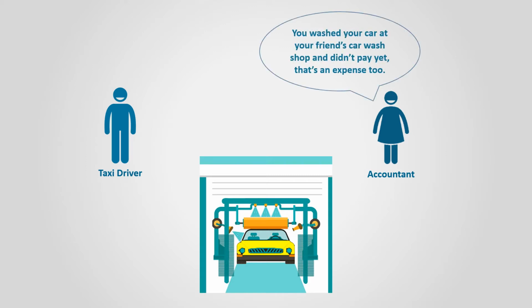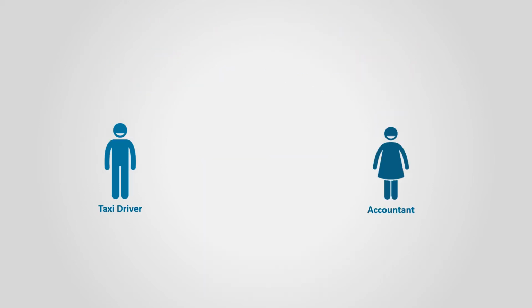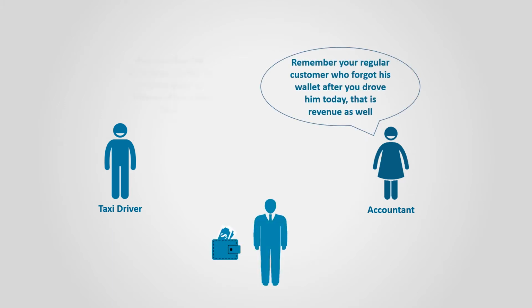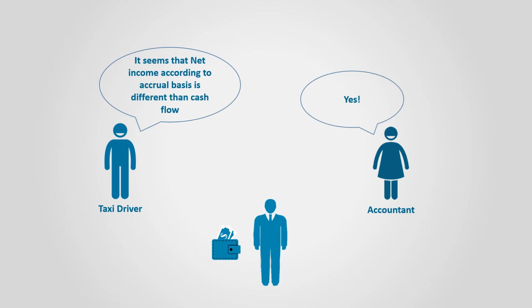For example, the taxi driver might have washed the car at the end of the day at a friend's shop and promised to pay her later. Another example is that a regular customer forgot his wallet and the taxi driver agreed to pass by tomorrow to collect the money. This is regarded as revenue on the accrual basis but not on the cash basis.